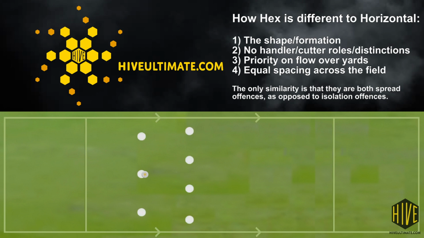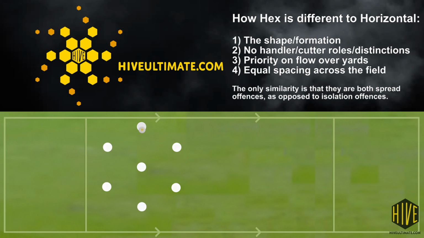Obviously, downfield, it looks very different as well. That could look like horizontal in mid flow, but we'll get to that in a little bit. When the disc's on the sideline, it looks very different, right? In hex, you've got two players behind the disc. In horizontal, you have two players level with the disc, and then all the other players downfield. In hex, you've got two players level with the disc, but you've got two players behind and two in front. So that's very different, and that's often something that teams transitioning from horizontal to hex get wrong when the disc moves to the sideline.